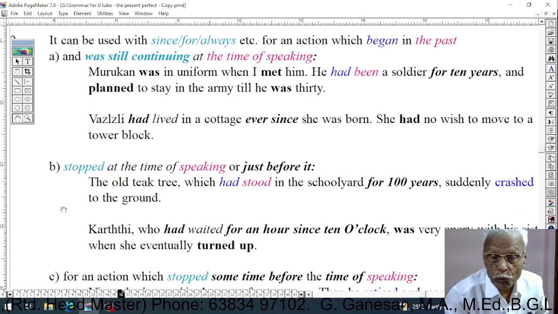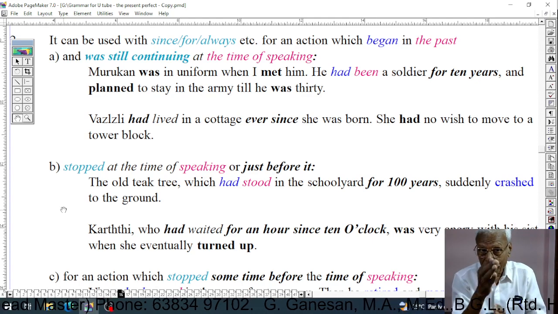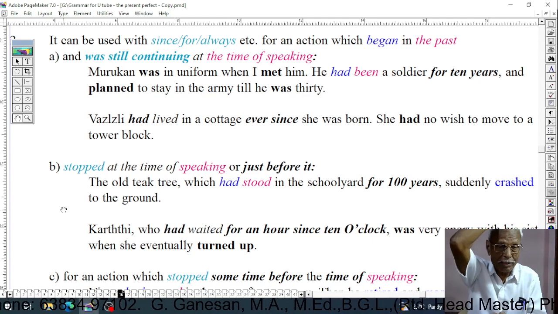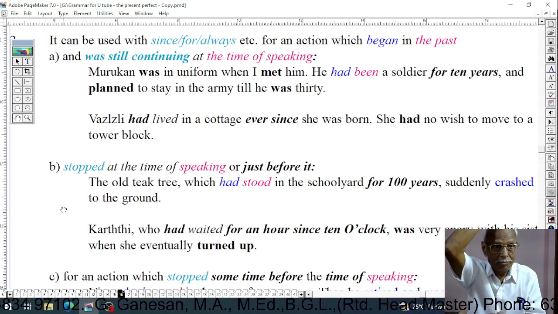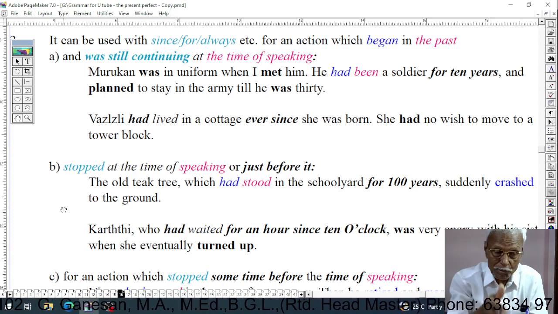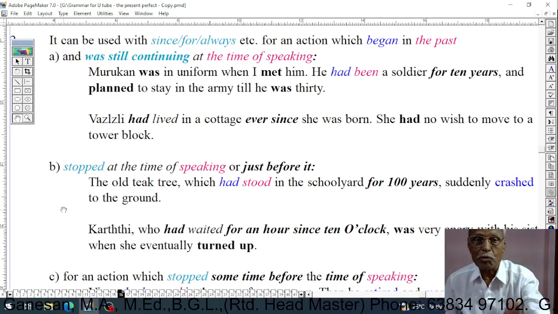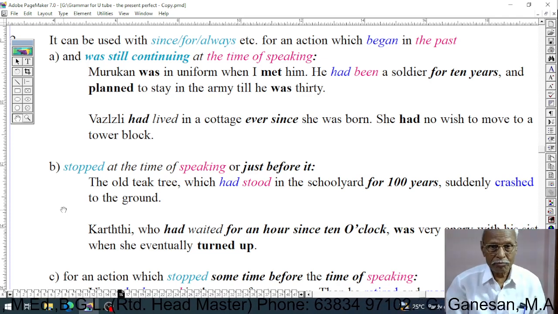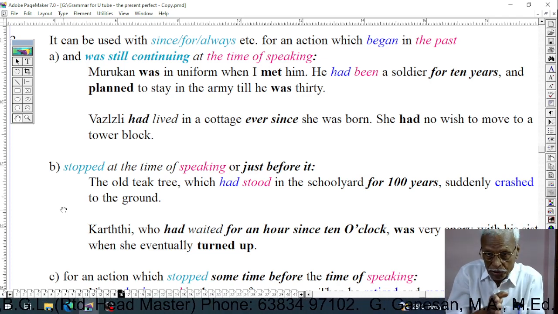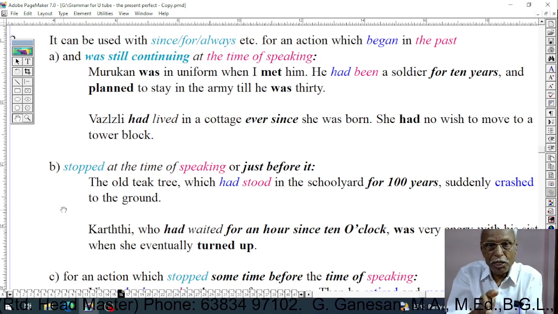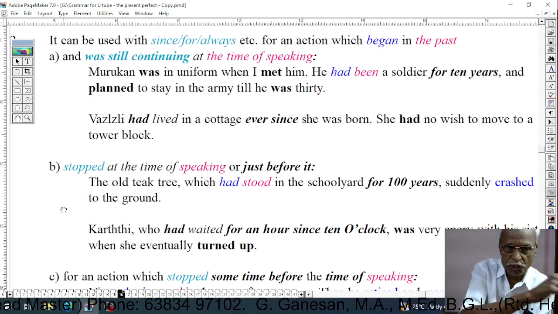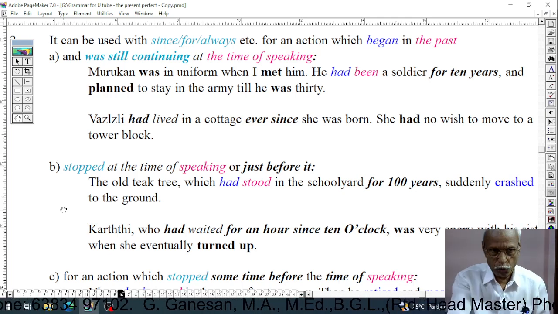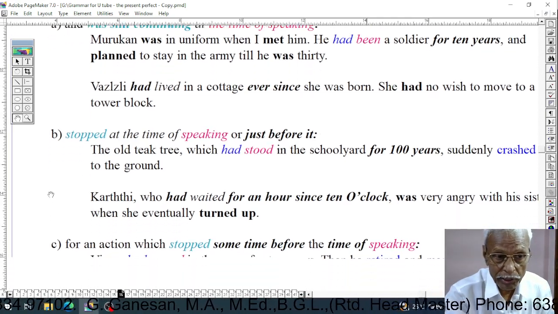So in example A, the action started earlier and was continuing at the time of speaking. In B, the action got stopped at the time of speaking or just before it. That is told in the second example, example B.